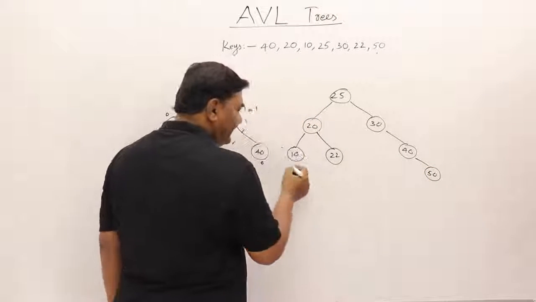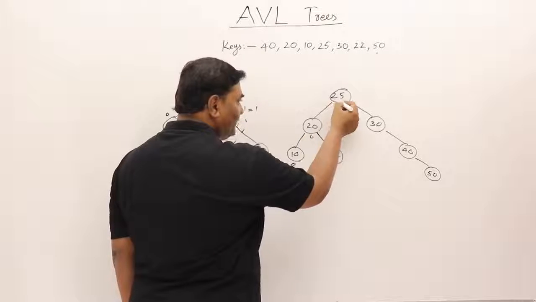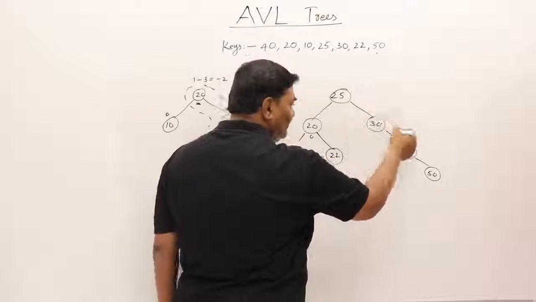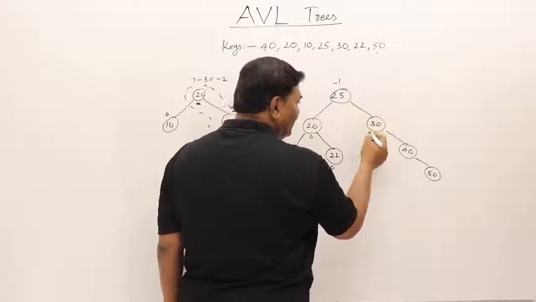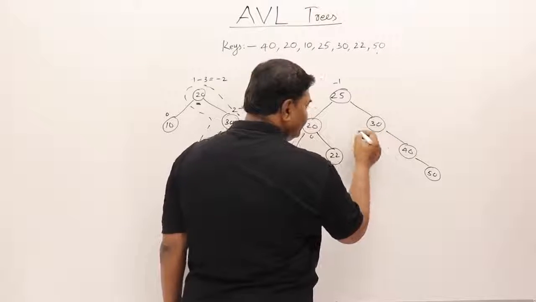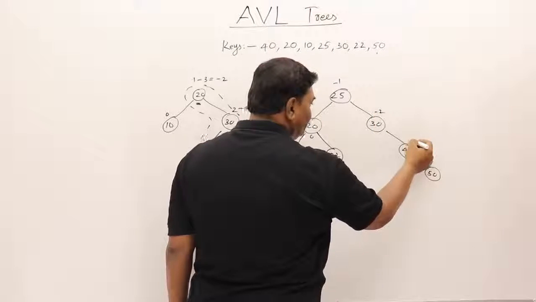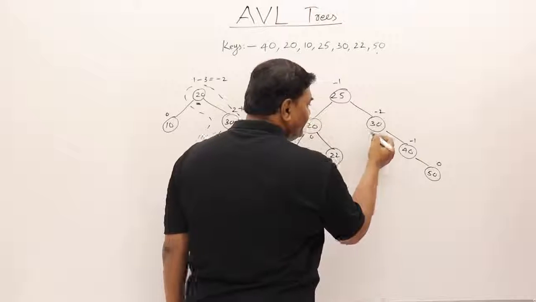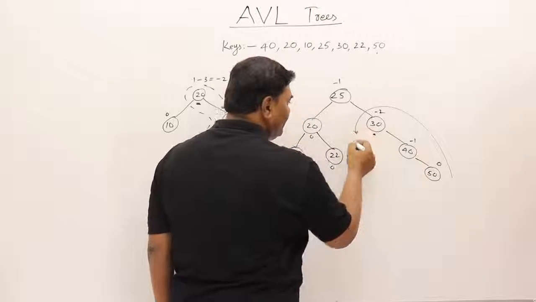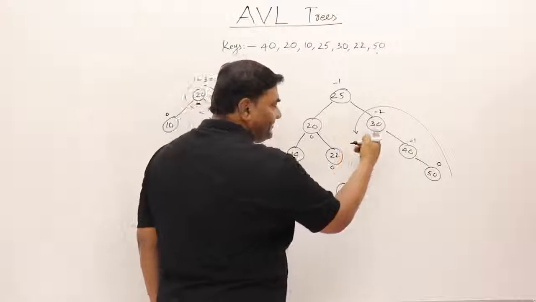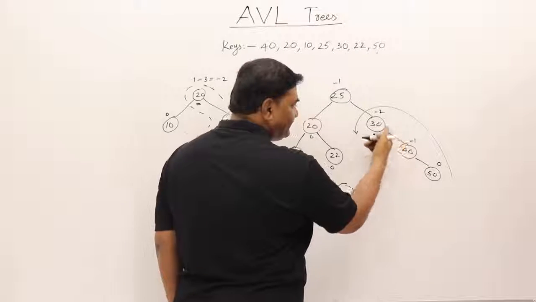Now if you check the balance factor, these are all 0, 0, 0, and this is 1, 2, and 1, 2, 3. So this will be minus 1, and this will be 1, 2. So this is minus 2. And this is minus 1 and 0. So this node became imbalanced. Perform rotation along this one. So which type of imbalance? R imbalance. So perform rotation.